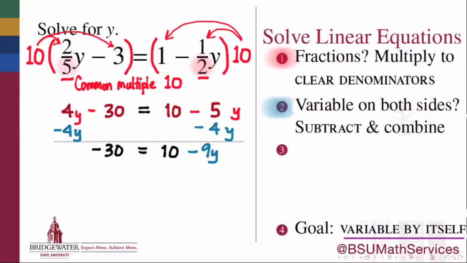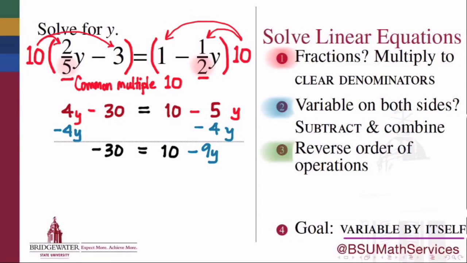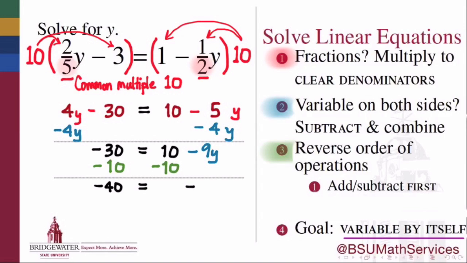To do this, we'll use the order of operations in reverse. That means we're going to look for any addition or subtraction that we can do to get the variable to have less stuff around it, and do that addition and subtraction first.